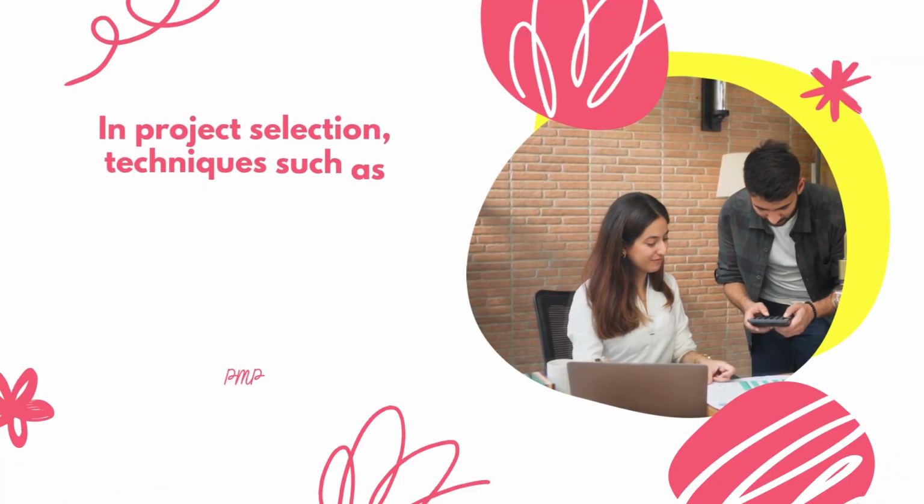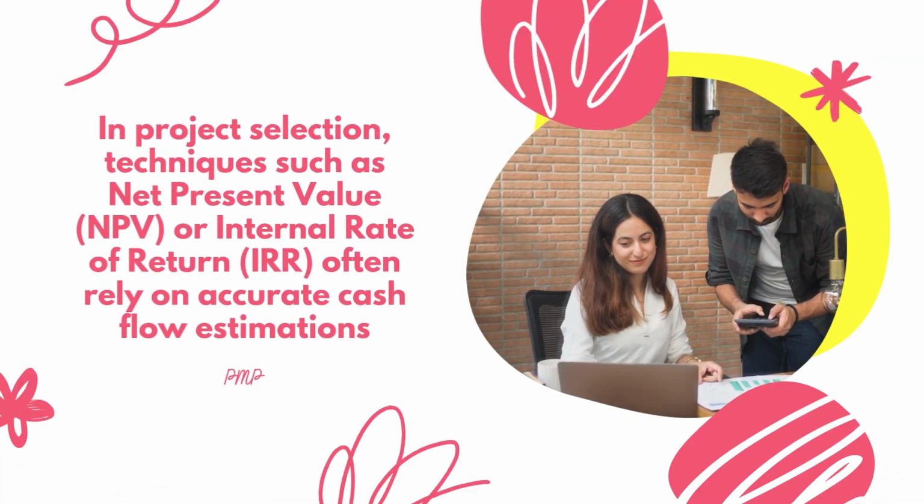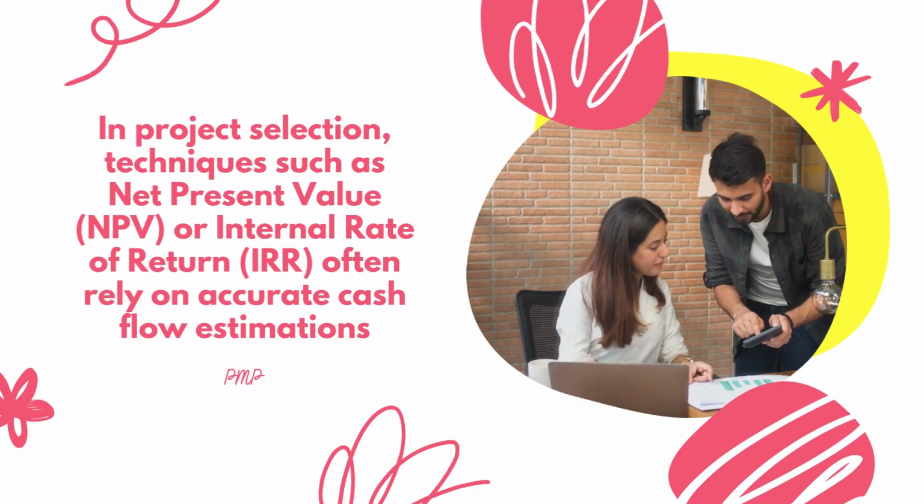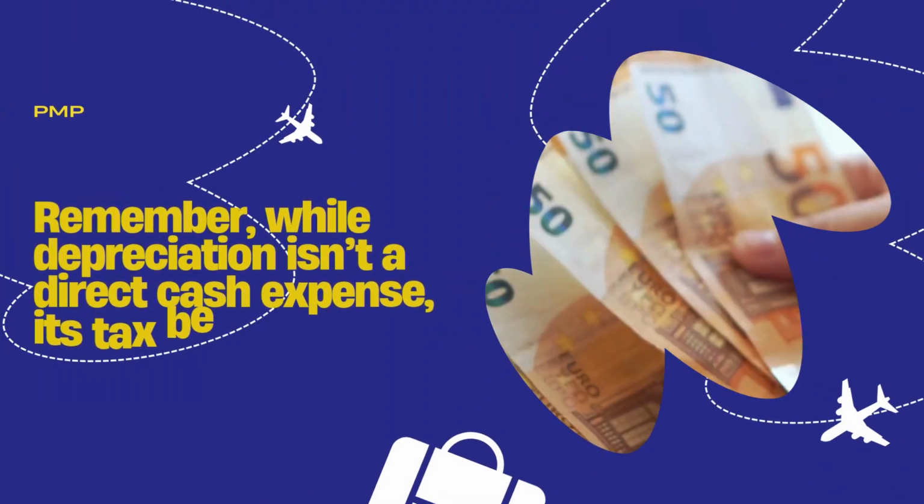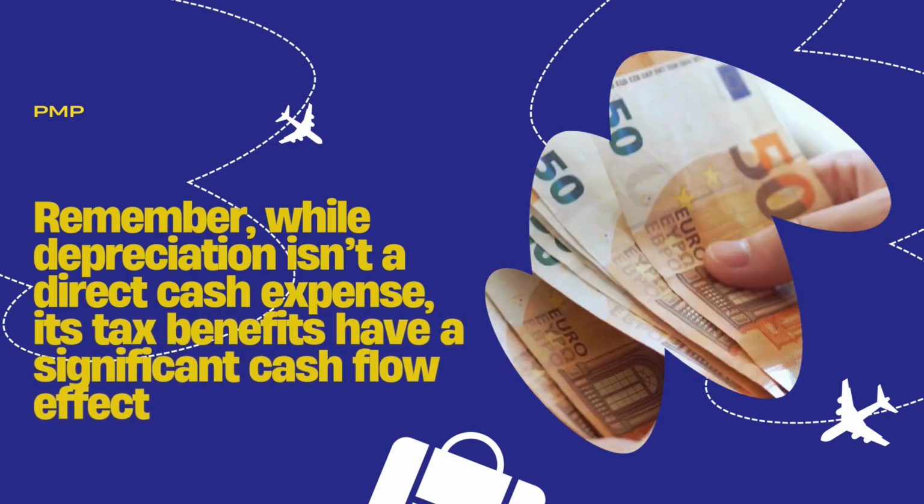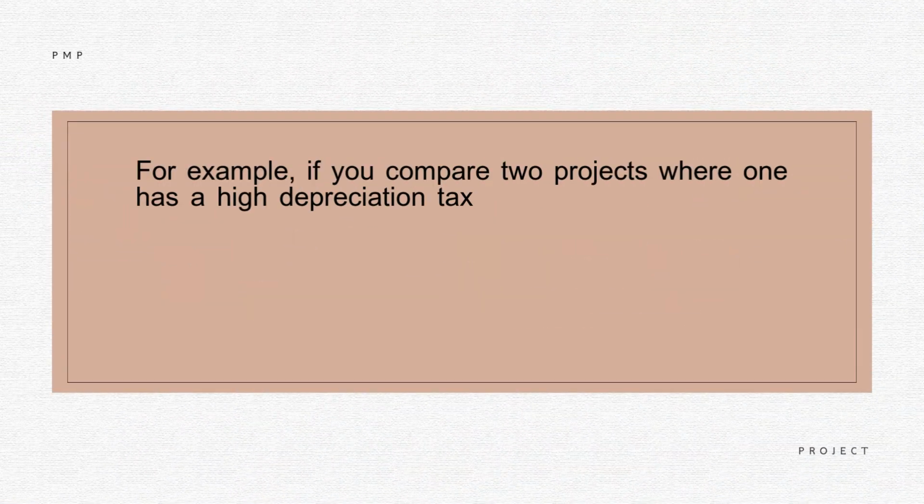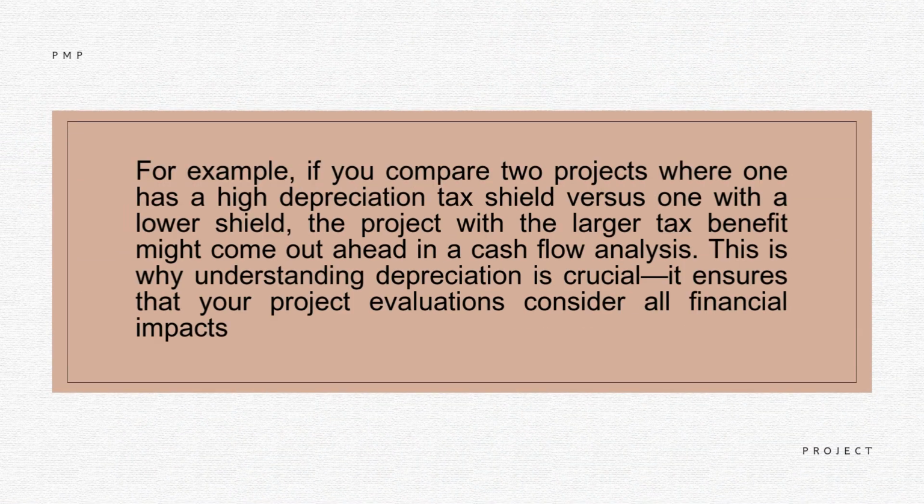In project selection, techniques such as net present value, NPV, or internal rate of return, IRR, often rely on accurate cash flow estimations. Remember, while depreciation isn't a direct cash expense, its tax benefits have a significant cash flow effect. For example, if you compare two projects where one has a high depreciation tax shield versus one with a lower shield, the project with the larger tax benefit might come out ahead in a cash flow analysis. This is why understanding depreciation is crucial. It ensures that your project evaluations consider all financial impacts.